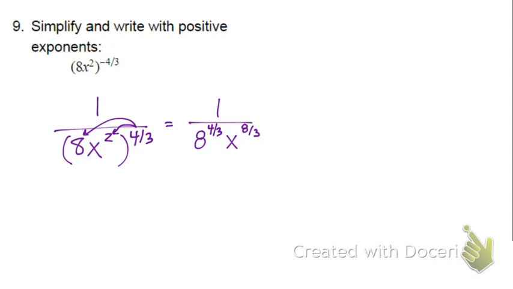Some people left it there. Technically, 8 to the 4/3 can be simplified, however. So let's look at the simplification of that. If I rewrite it in radical form, I get 1 over the what root? Cubed root of 8 to the power of 4. I'm going to leave x to the 8/3, because you could simplify that, but I'm fine with you leaving it like that as well.